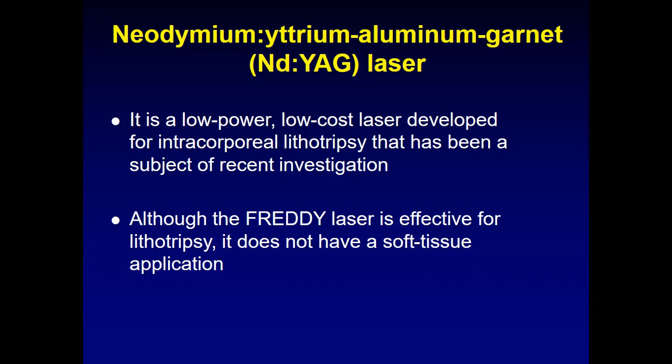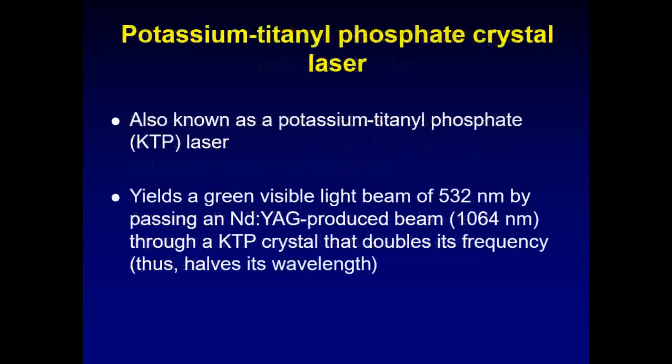So the Nd:YAG laser is a low power, low cost laser developed for intracorporeal lithotripsy, but mainly we use holmium, because it is expensive as well, and it has a part of the Freddy laser in which you can mix it with the KTP part. So now we'll be talking about the KTP laser. It yields green visible light at 532 nanometers, and by passing an Nd:YAG beam of 1064 nanometers through a KTP crystal, it can be combined.